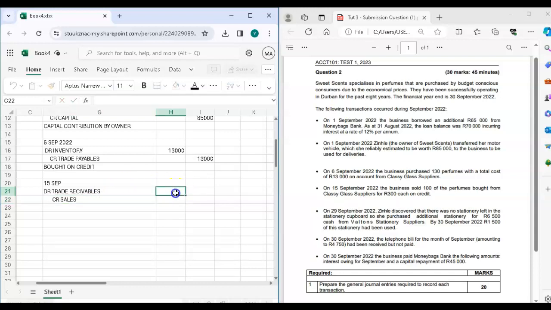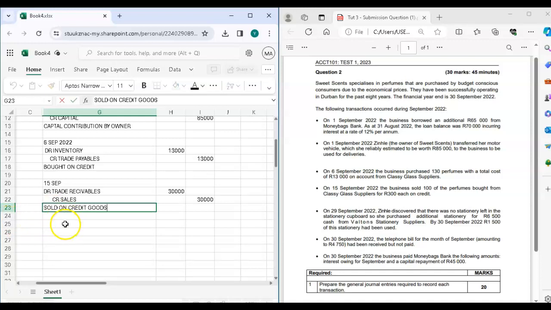Because remember, they bought on account. Otherwise, you would say debit bank. But they bought on account. So I said it's 30,000. So credit 30,000. Perfect. And then you say sold on credit. Now, I told you there's another transaction that goes with this, because now you're recording the sale, but you also need to record the cost of sale, because that's an expense. So you say debit cost of sales, credit trading stock, so credit inventory.